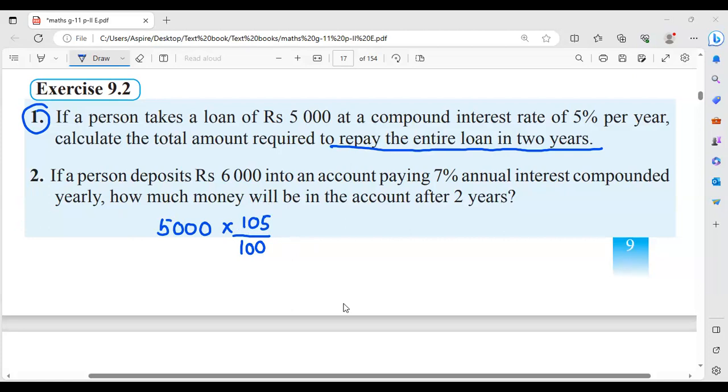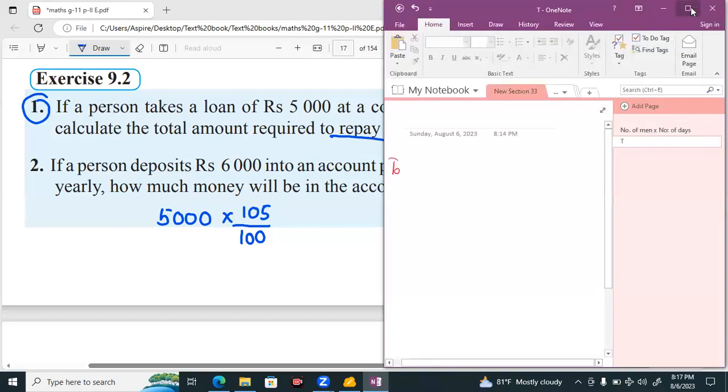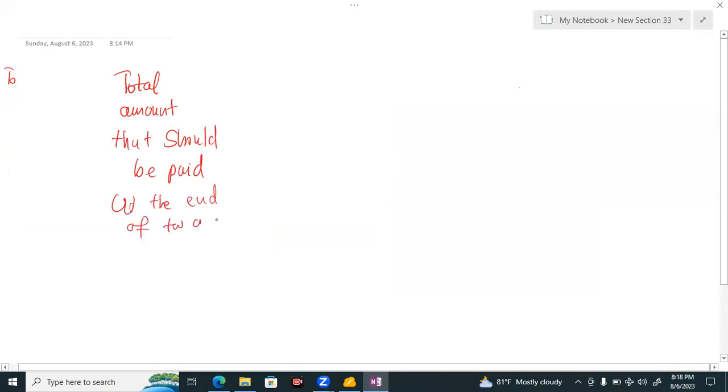Okay. Now if anyone still hasn't understood, I'll tell you this way. Write this down, if it's still unclear: total amount that should be paid at the end of 2 years under compound interest rate.